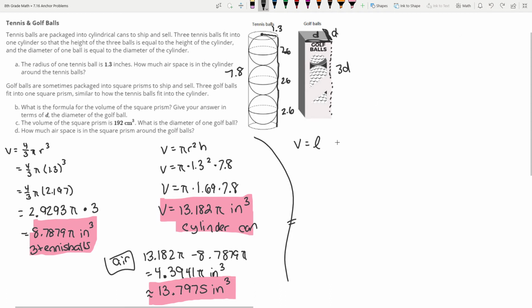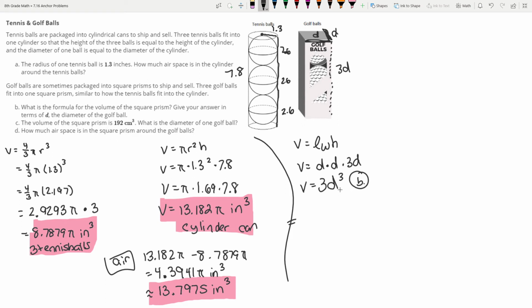I don't know what that even is. Length times width times height. And so volume is going to be equal to, in this case, our diameter times 3 of the diameters. Well, d times d times d is d to the third, and with that 3, it's just going to be 3d to the third. So that's part B. That's the volume of the square prism according to the diameter of the golf balls.